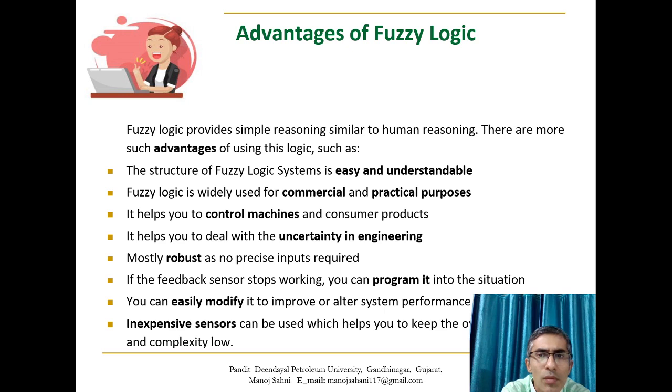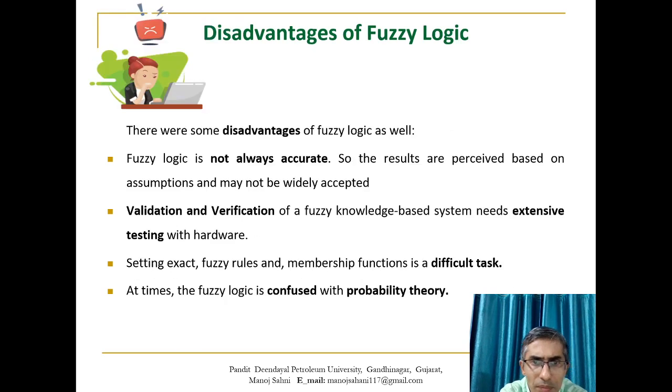So what are the advantages of fuzzy logic? Now fuzzy logic provides simple reasoning similar to human reasoning. The structure of a fuzzy logic system is easy and understandable. It is widely used for commercial and practical purposes. It helps you to control machines and consumer products. It helps you to deal with the uncertainty in engineering, which is not possible using set theory. And there are lots of advantages.